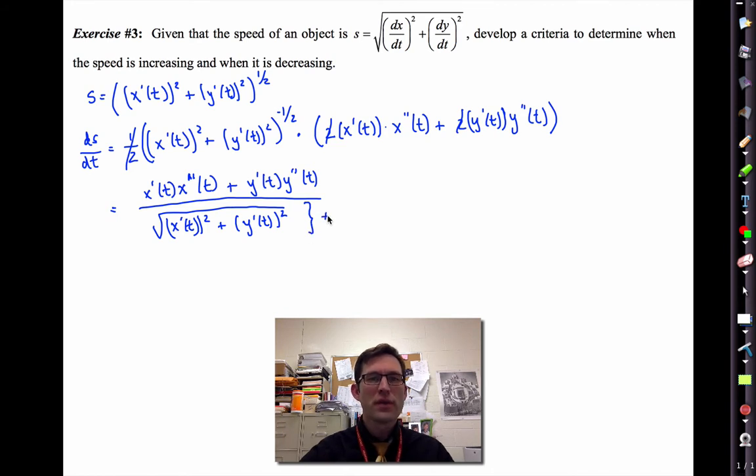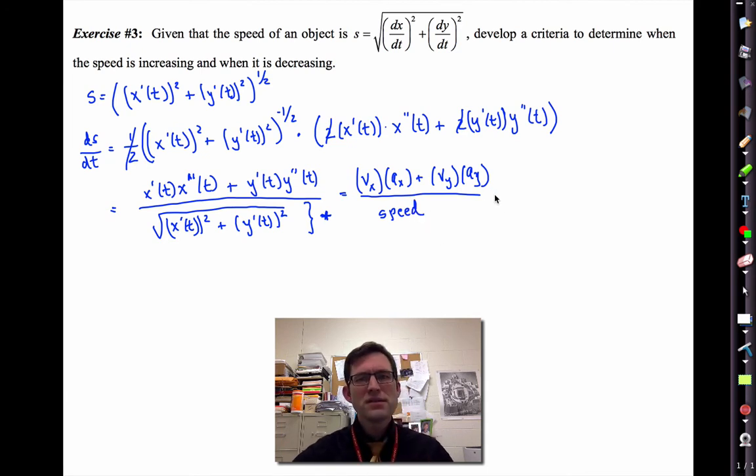Hopefully, you'll all agree with me that the denominator is a positive number. It's a positive square root, so it's a positive number. But the numerator actually looks like something familiar. I got the x component of the velocity times the x component of the acceleration, right? In fact, maybe I'll just do that. Vx times Ax plus Vy times Ay, all over, honestly, the speed.